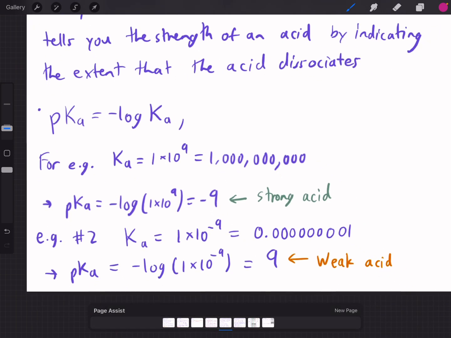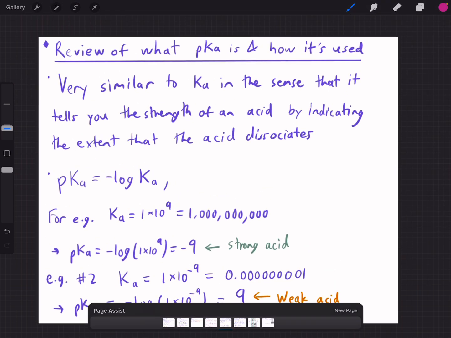So yeah, and then here's another example. Say you had a very small Ka, 1 times 10 to the -9. That's a very, very small decimal, as you can see. So you take the pKa and you realize that it's a weak acid because you get a 9. So that's just a general gist of that.